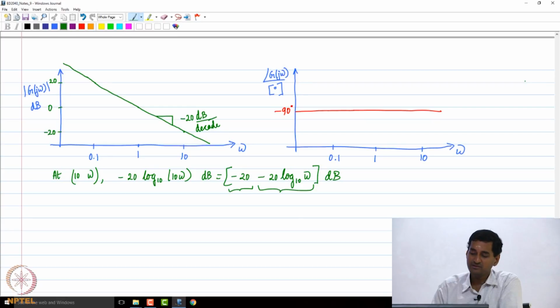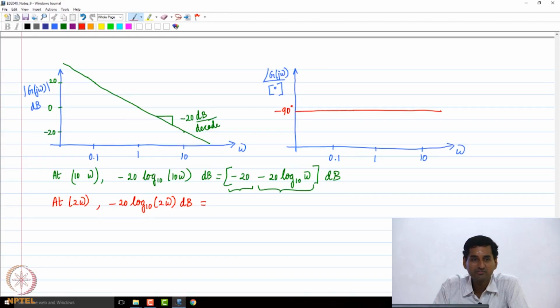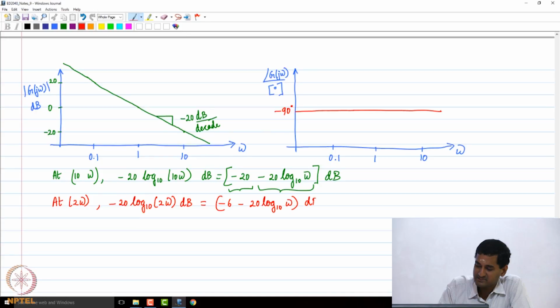And one can also illustrate this in octave. Let us say at 2 omega, what is going to be the value of this magnitude? It is going to be minus 20 log to the base 10 of 2 omega decibels. What is log of 2 to the base 10? I think it is 0.3010. So you multiply it by minus 20, you are going to get approximately minus 6. Am I correct? So this is going to be approximately minus 6 minus 20 log to the base 10 omega decibels.